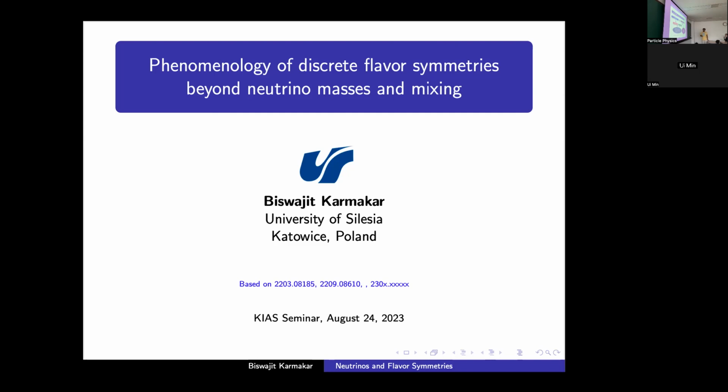So let's see what we have in this model. This is the flavor structure of this model. You can see the type 1 seesaw contribution is written in this fashion. Here we have some additional scalar fields which are singlets under the standard model symmetry, but they are triplets under A4 symmetry. If you write your Yukawa coupling in this way, then you can see that H and N are singlets under A4, but L and phi S are triplets under A4.